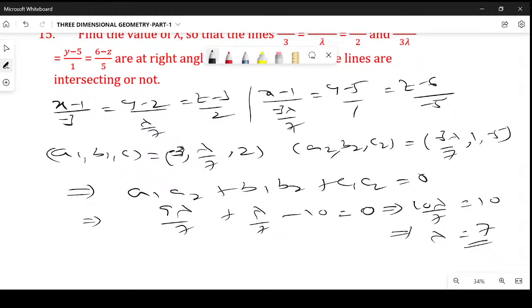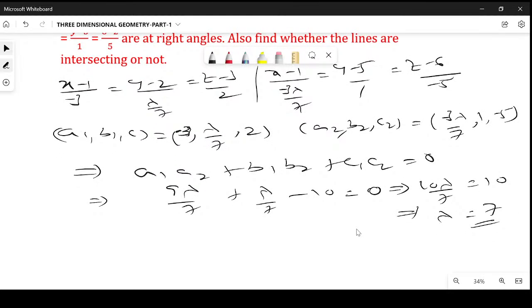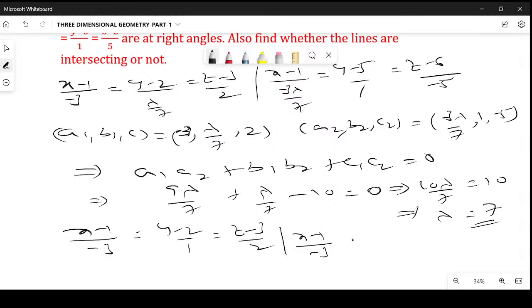Now the required lines are, when lambda is equal to 7, you replace lambda equal to 7. Now the given lines are, I can write x minus 1 by minus 3 equal to, put lambda equal to 7 means y minus 2 by 1 equal to z minus 3 by 2. I got this one line, and the second line it will be x minus 1 by, you will get minus 3 and y minus 5 by 1, which is equal to z minus 6 by minus 5. We have this one, right?